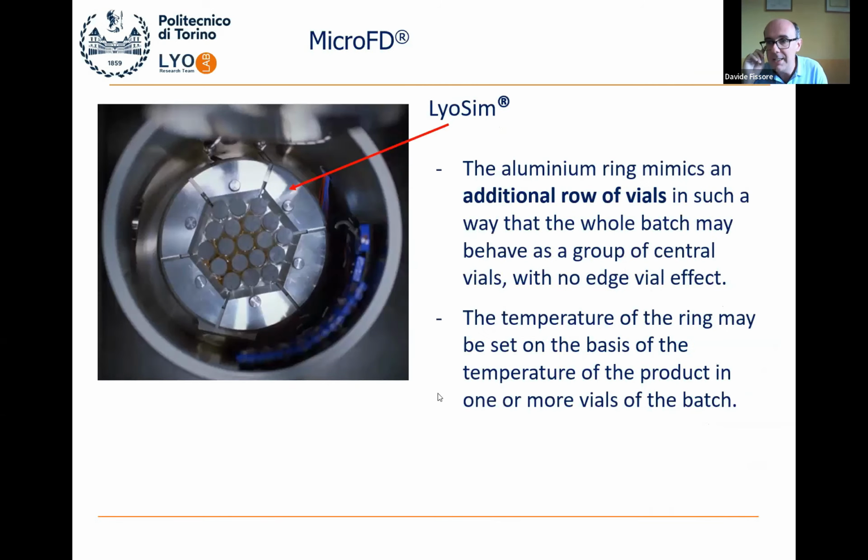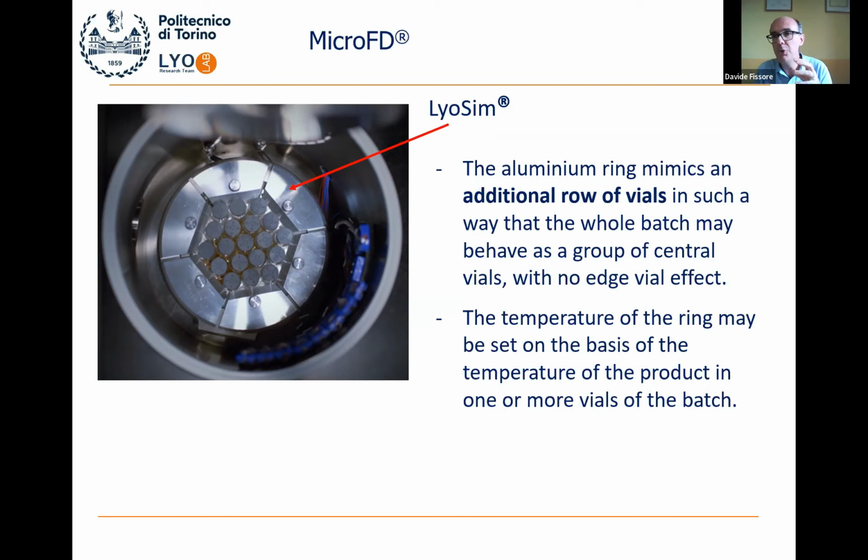In MicroFD, the situation is slightly different because in MicroFD, you have your batch of vials, 19, 7, it depends on the size of these vials, and the vials are surrounded by an aluminum ring. The temperature of this aluminum ring may be manipulated independently of the temperature of the heating shelf. I mean, you may set the temperature of this ring to be equal to the temperature of the heating shelf or to a different value. There is the possibility to select what is called offset.